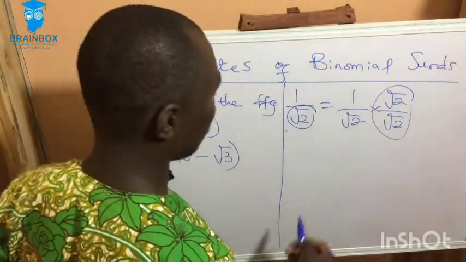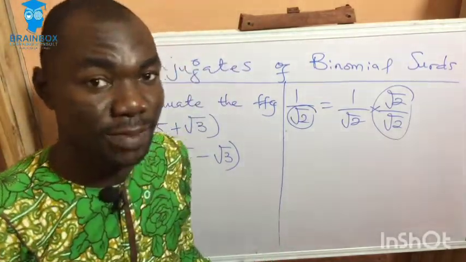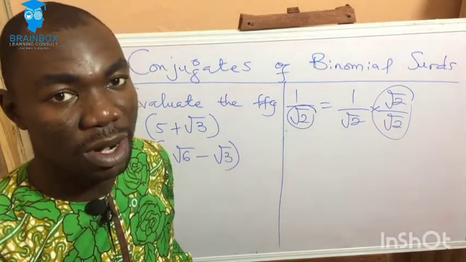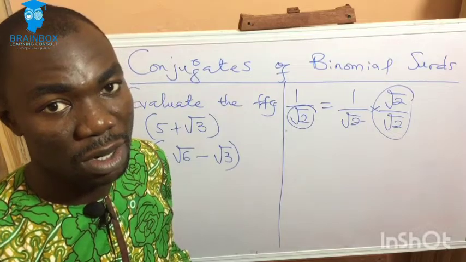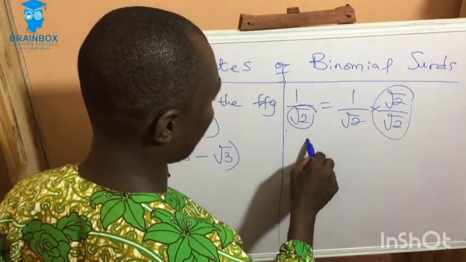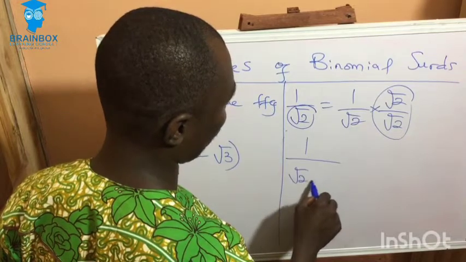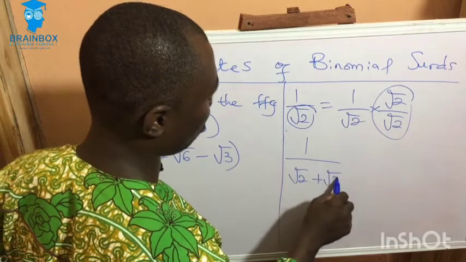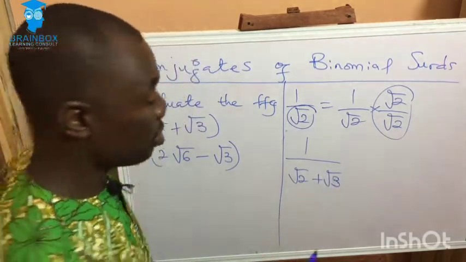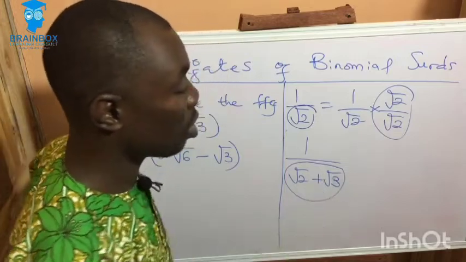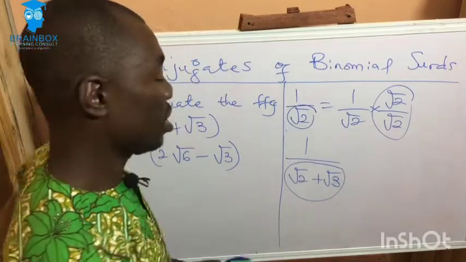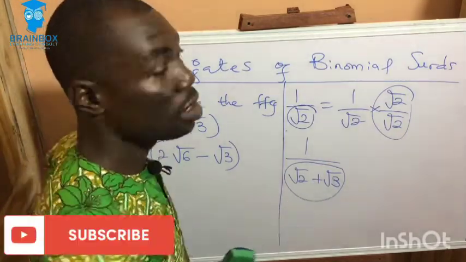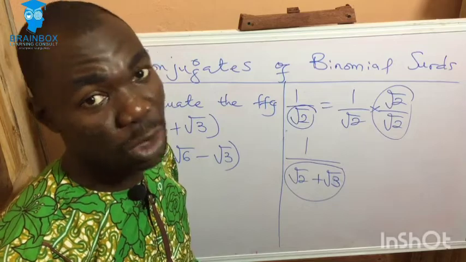Now, the idea is this: when your surd is in binomial form, meaning the denominator has two different terms or two different values. For instance, maybe we talked about root 2 plus root 3. You can see that our surd is no longer monomial, it's now binomial. And because it is binomial, it has two terms, we have to take what is called the conjugate.